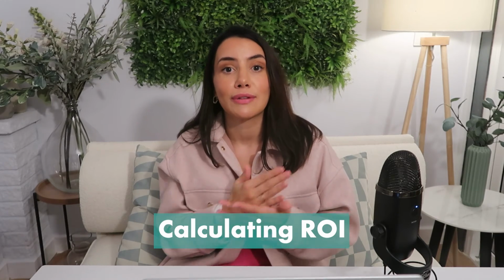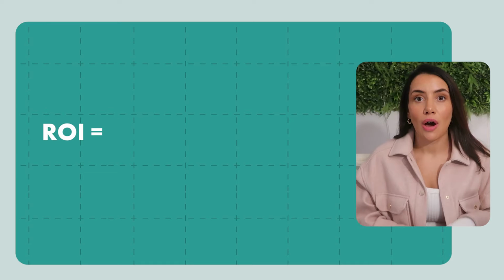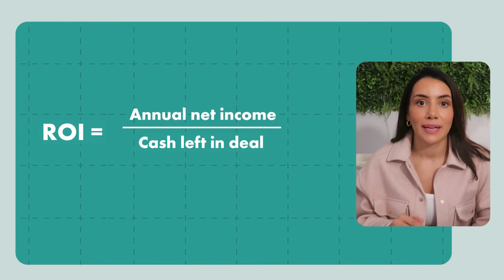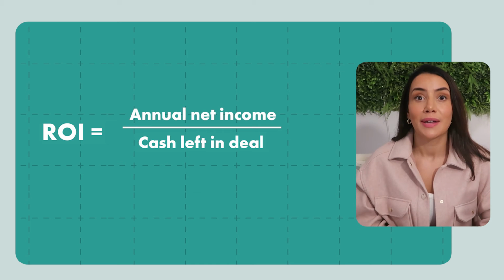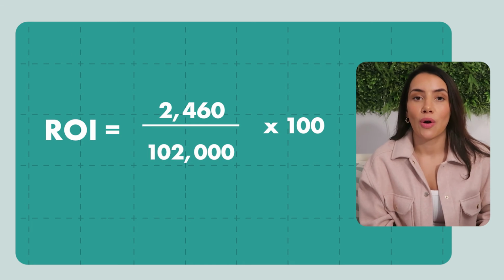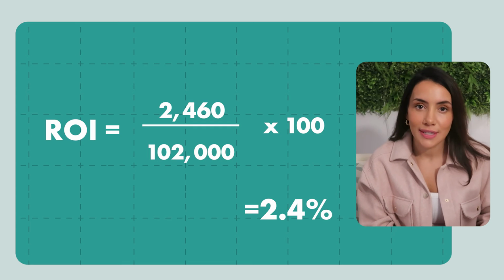So that takes us on to the last calculation, ROI. So working out the return on investment. ROI is the annual net income divided by the cash left in the deal, aka the money you've put into the property, multiplied by 100. This gives us an ROI of 2.4%. So this is not great.